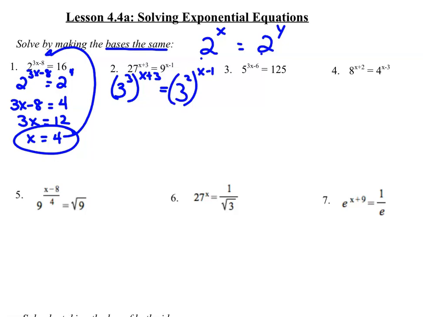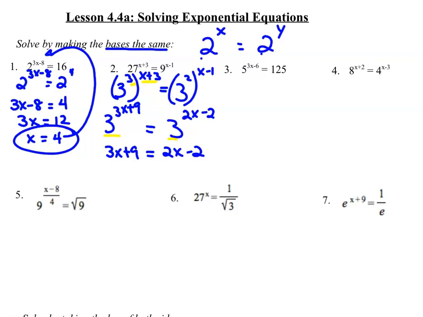And when you have a power to a power, so we have a power here raised to another power there, then we multiply the powers. So we end up with 3 to the 3x plus 9 equaling 3 to the 2x minus 2. And again, if we have common bases, in this case they're both 3's, then we can set the powers equal to each other. So 3x plus 9 has to equal 2x minus 2. And again, it's just a one variable equation that we can solve.